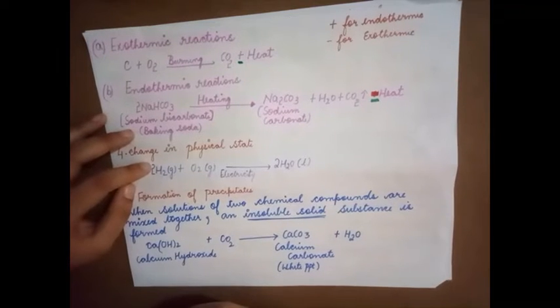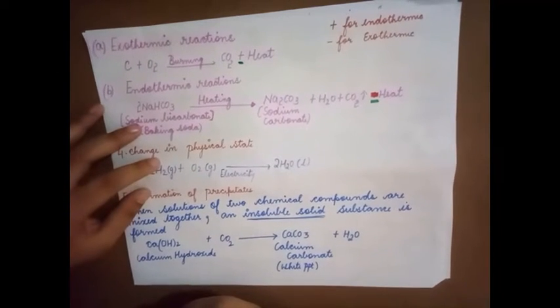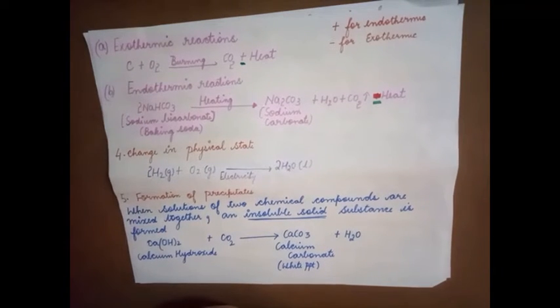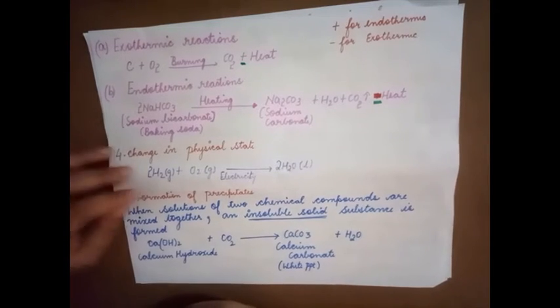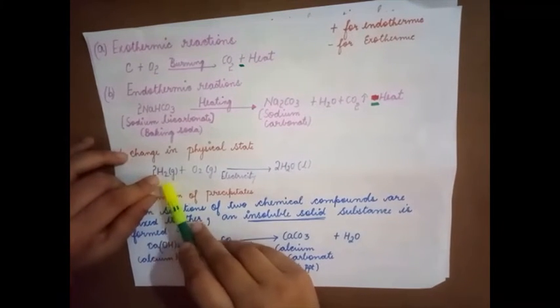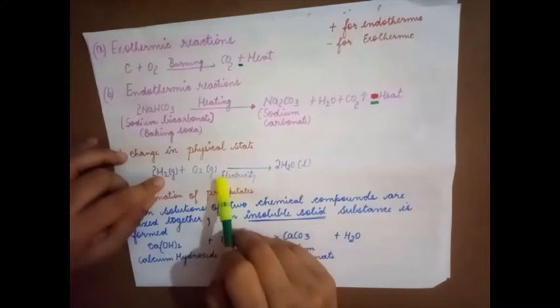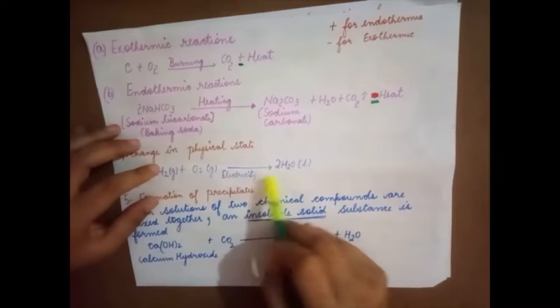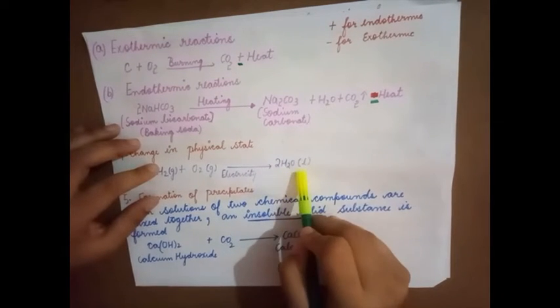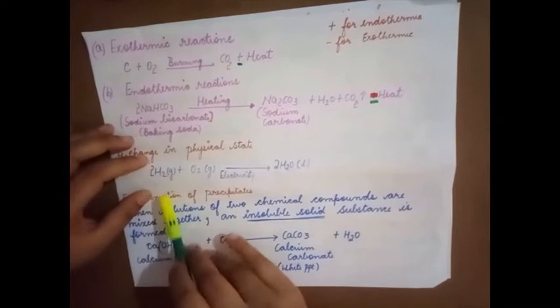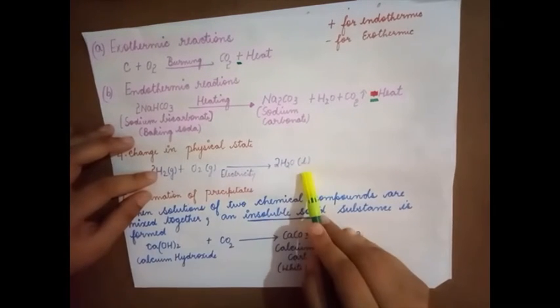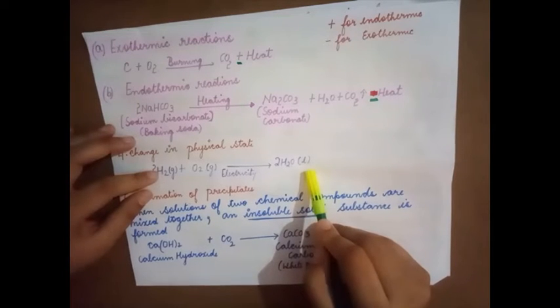Change in physical state. Now, when I say physical state, it is nothing but solid, liquid and gas. The physical state of a product and reactant might be different. Example, H2 plus O2. These two are gas molecules and they are combined in presence of electricity to give rise to water, which is a liquid. So here the physical state of a reactant as well as a product is entirely different.